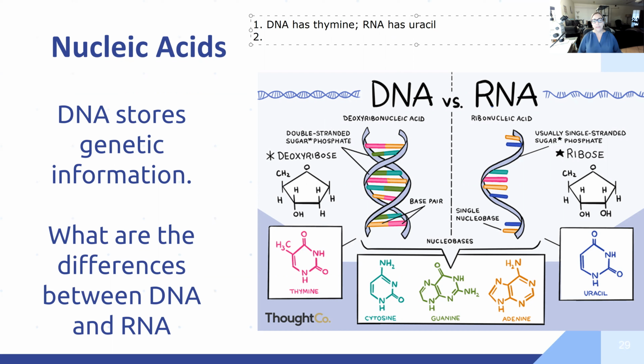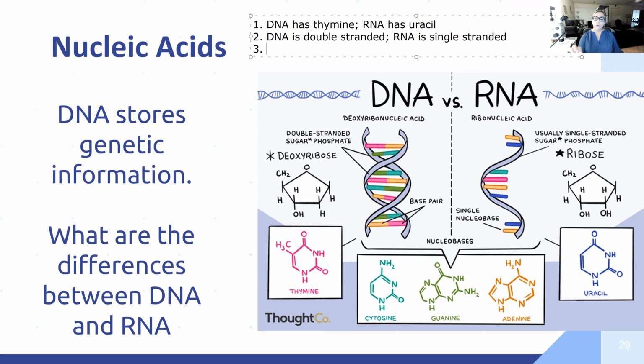Now the second difference, and if you look at these pictures of DNA and RNA, you should be able to tell the second difference: DNA is double-stranded, RNA is single-stranded. If you look at the picture, you see 2 of those strands winding around each other in DNA. RNA only has 1.